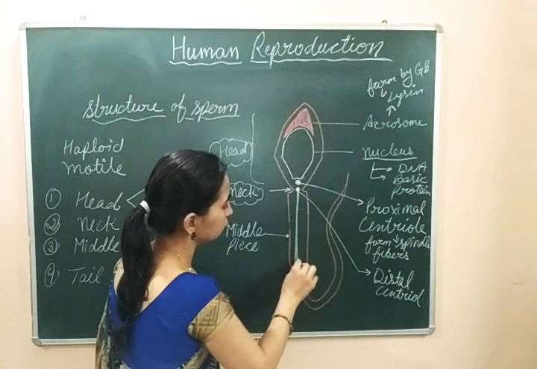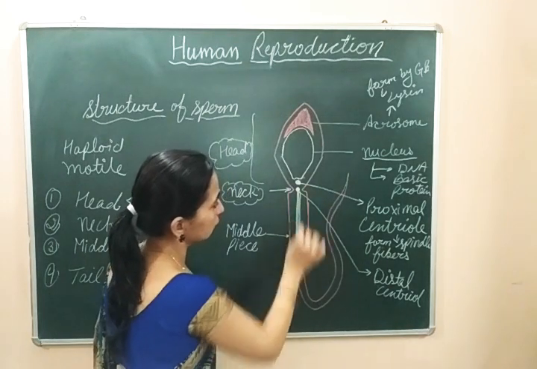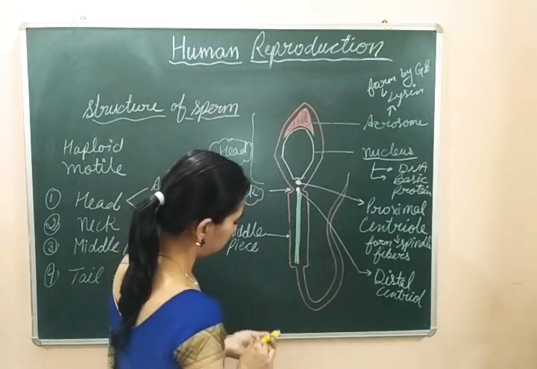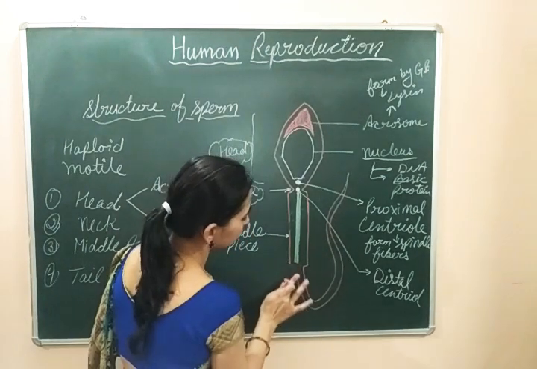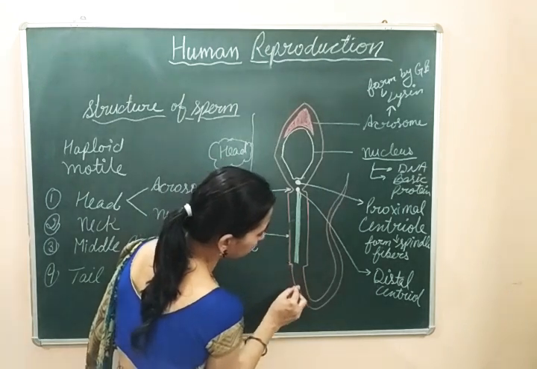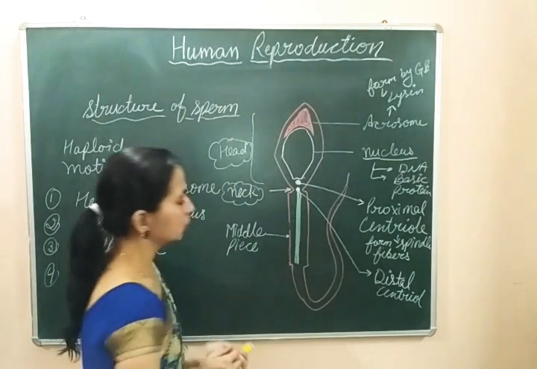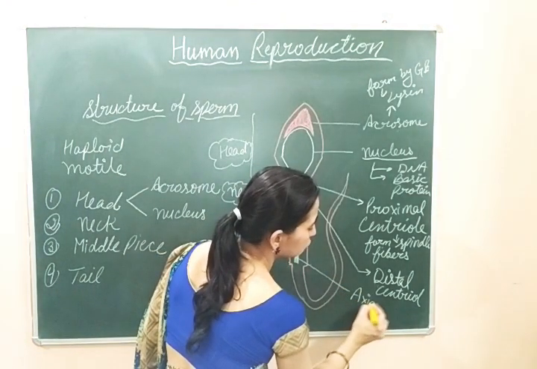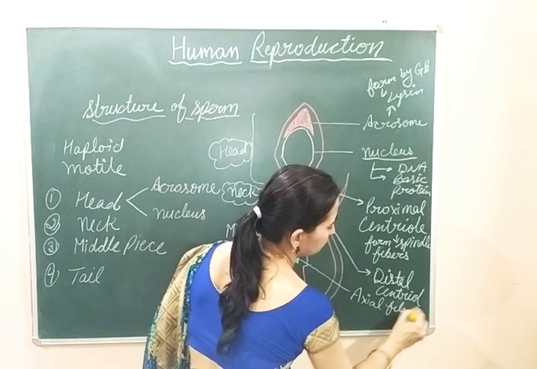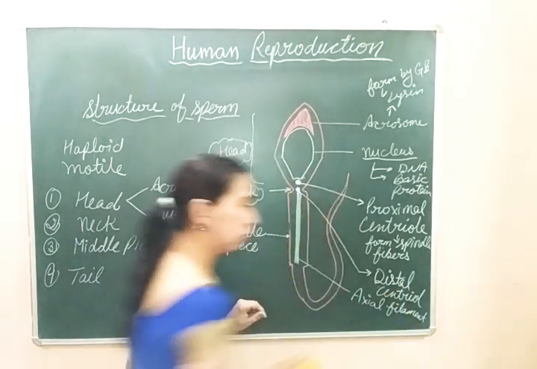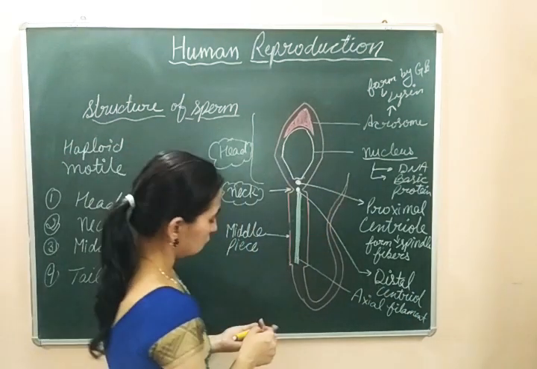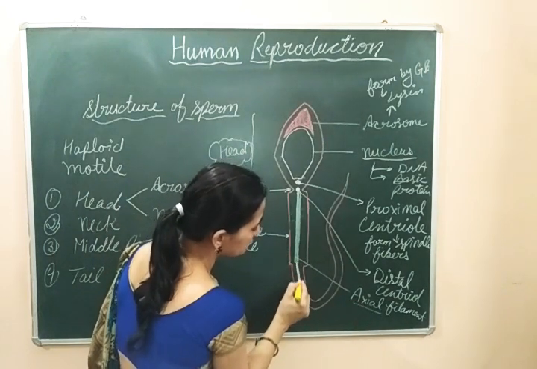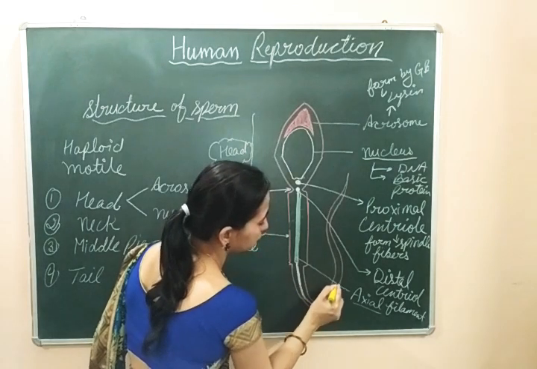This distal centriole will form a filament-like structure, and this filament will run here. This filament is known as axial filament. So here this axial filament will be formed by this part. This is the axial filament, and this axial filament will form the axoneme, which will be present in this tail region. Tail region में यहाँ पे present रहेगा.